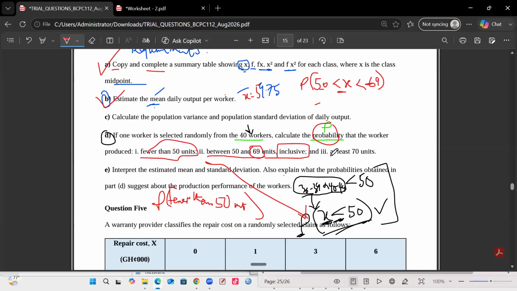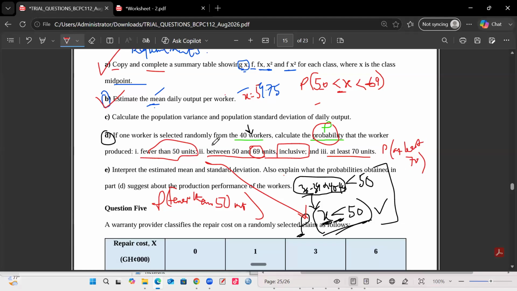And we have at least 70 units. If you cannot write the notation for at least 70 units, just write P into brackets, at least 70 units, then you close it. But I have to write a correct notation and also the notation in words. I have to write both of them for you to see.